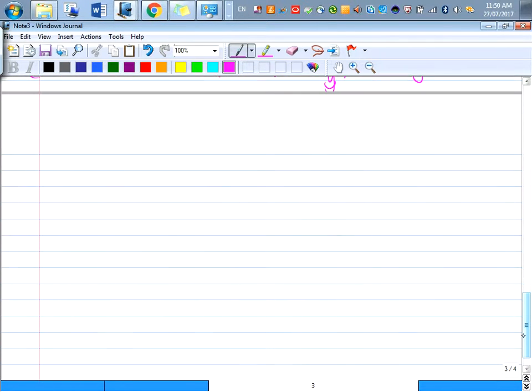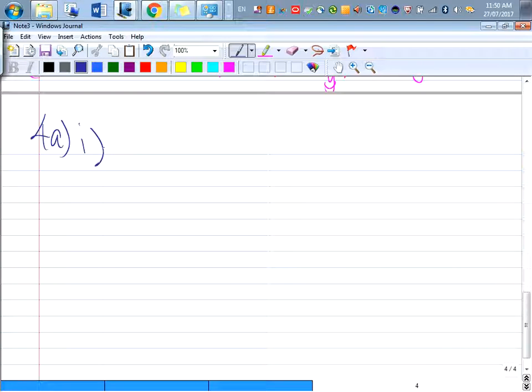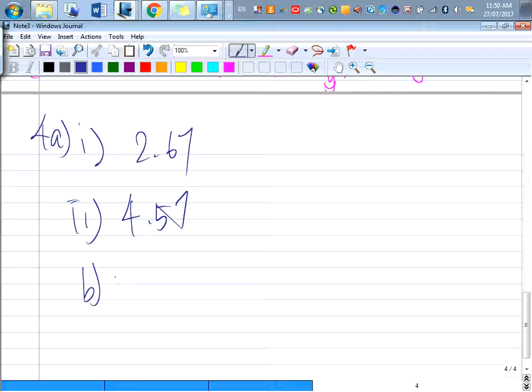Alright, 4A. Part 1, 2.67. Part 2, 4.57. And part B, 53.1 degrees or 126.9 degrees. They are very kind to you. For part B, they gave you all. They tell you that there are two answers.